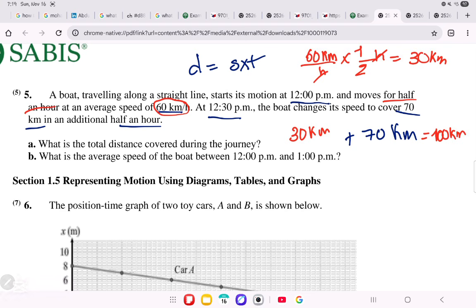Part B, what does it say? What is the average speed of the boat between 12 p.m. and 1 p.m.? Okay, how do we find the average speed? We have the total distance, which is what? Which is 100 kilometers, divided by the total time. He took half an hour here and half an hour here. So half an hour plus half an hour, it will be 1 hour. So it will give me 100 kilometers per hour, okay?